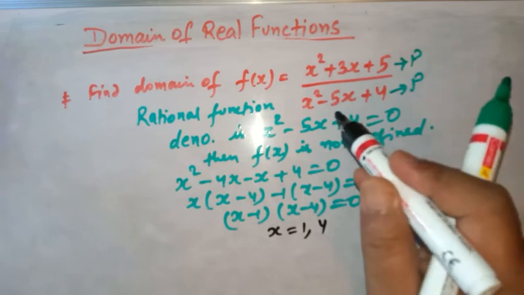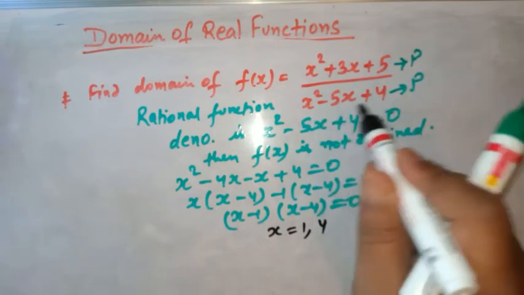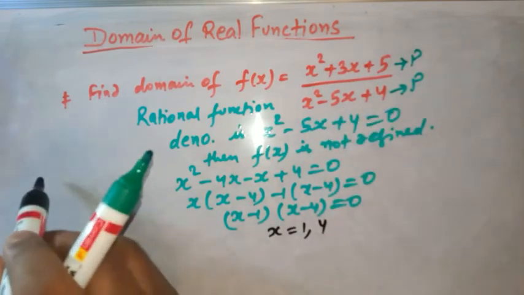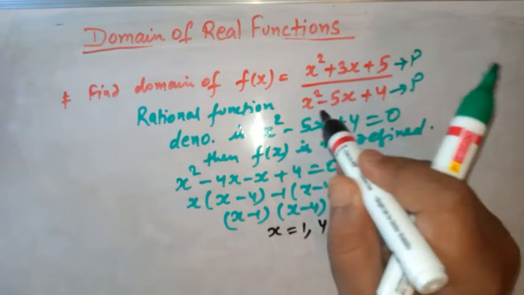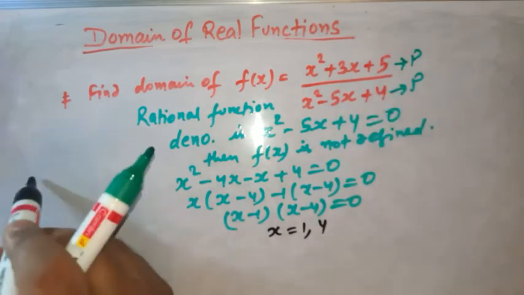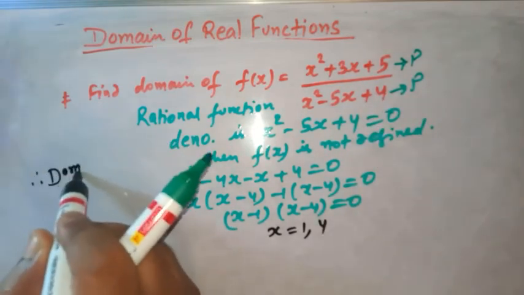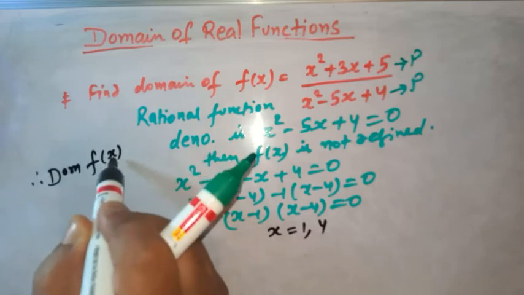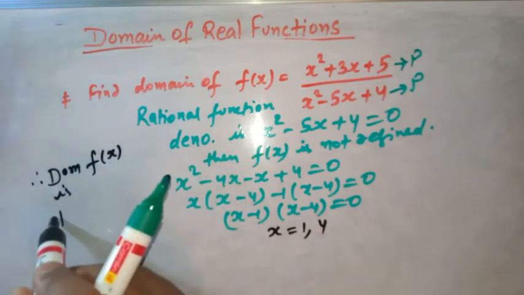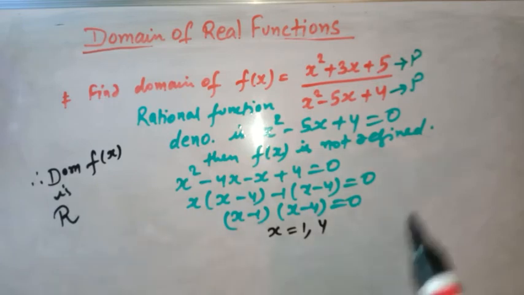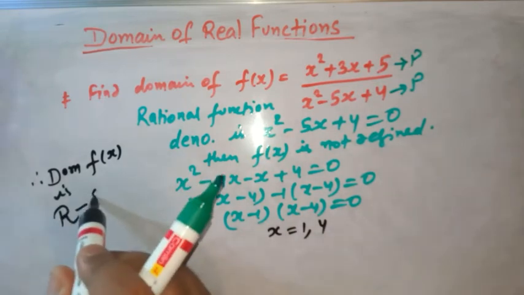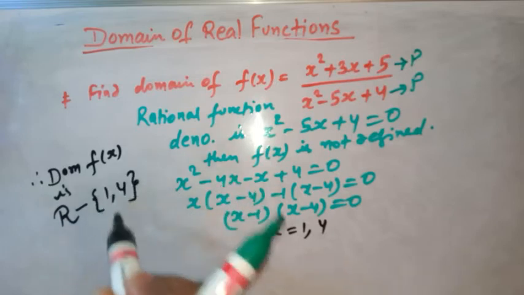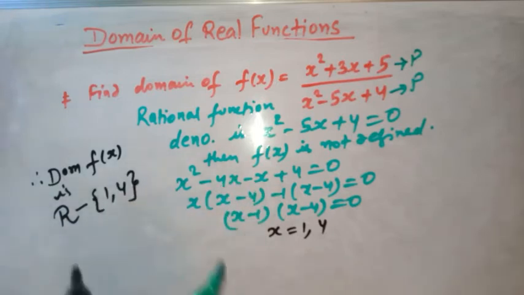So when we have x equal to 1, the denominator becomes 0, and for x equal to 4 also the denominator becomes 0. So therefore the domain of f(x) is the set of all real numbers excluding these two numbers. So this is the required domain. Clear?